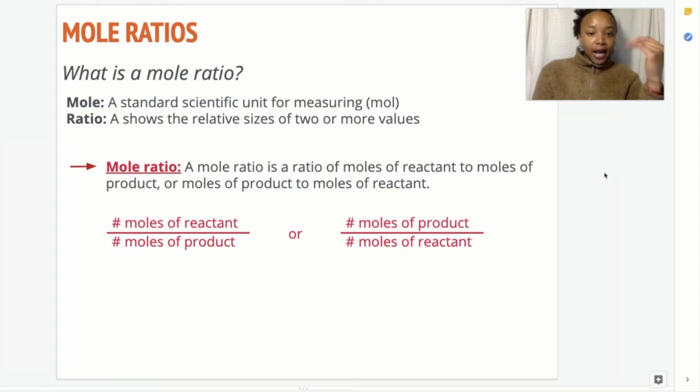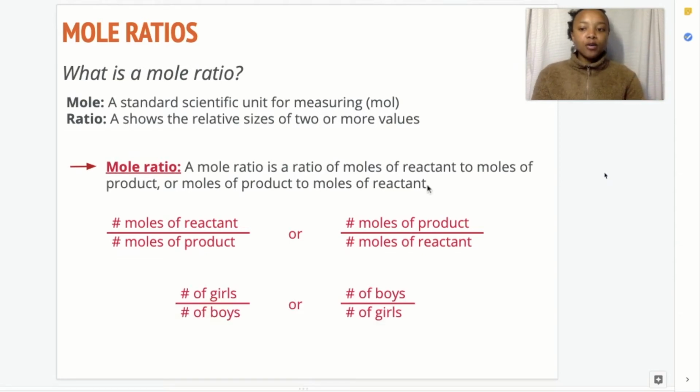we have the reactant over the product or the product over the reactant, just like how in our last example we had girls over boys and boys over girls. Does that make sense? So you're going to be able to do reactant to product and product to reactant like you did girls to boys and boys to girls. Cool? You'll see.